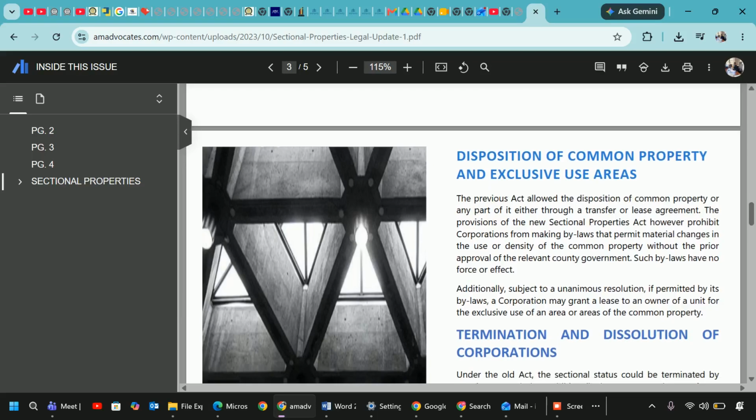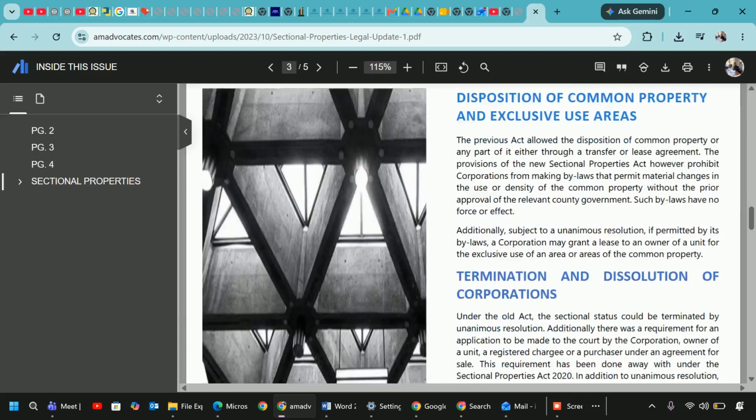But the provisions of the new Sectional Properties Act, however, prohibit corporations from making bylaws that permit material changes in the use or density of the common property without the prior approval of the relevant county government. Such bylaws have no force or effect. Additionally, subject to a unanimous resolution, if permitted by its bylaws, a corporation may grant a lease to an owner of a unit for an exclusive use of an area or areas of the common property.